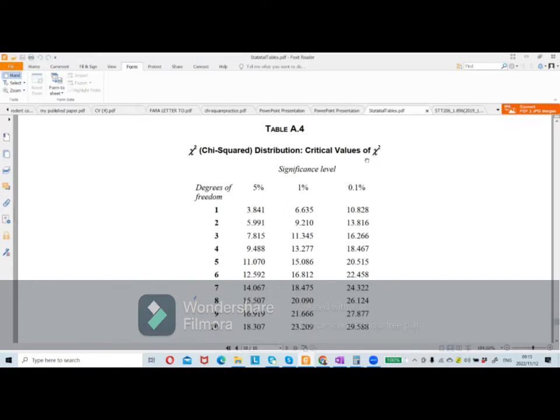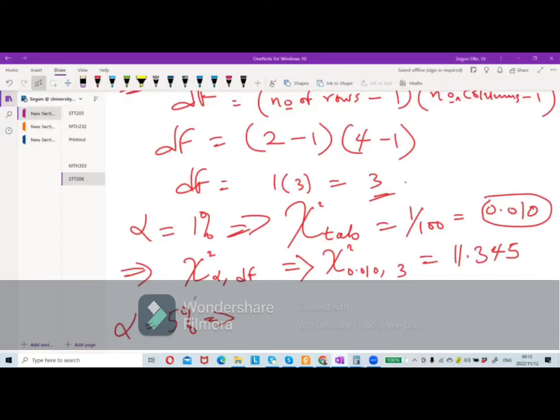So for 5%, under 3, what do we have? 7.815. 0.05, yeah, I agree with you. But when you check your table, what do you have? 7.815. Yes, thank you. So it simply means chi-squared tabulated 0.05, 3 equals 7.815. That's all.